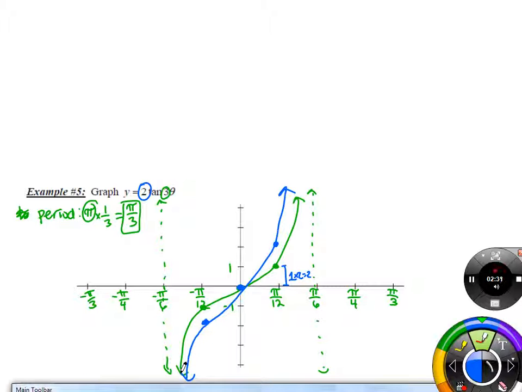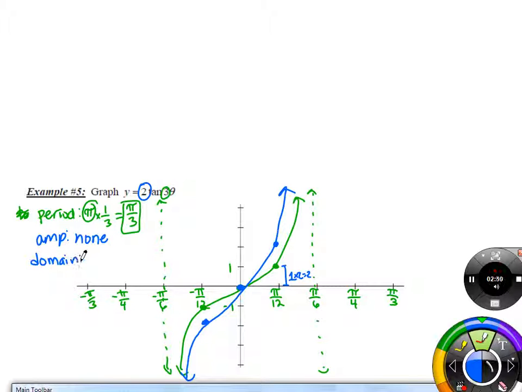So there's my graph. The period is pi over 3. The amplitude for each of the tangent functions is none. It doesn't have an amplitude to measure. It doesn't have a distance between the middle of the function and the maximum, or the middle of the function and the minimum. All right.